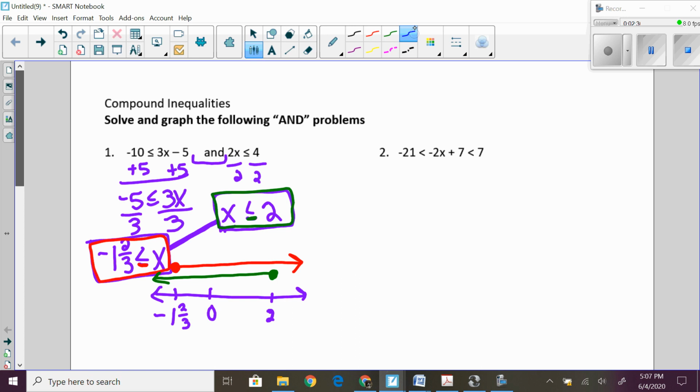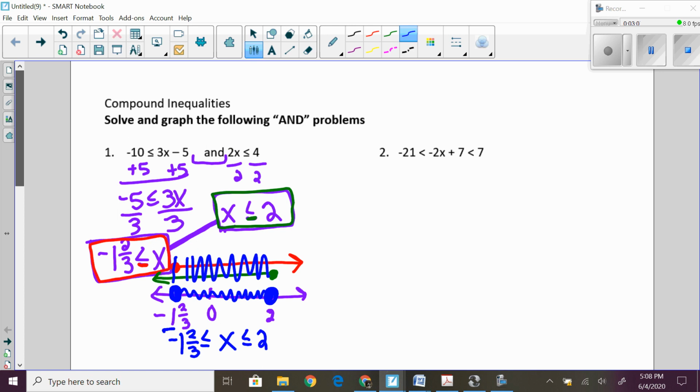What we have to do right now is look for the overlap. What numbers satisfy both conditions? Well, it's all of these numbers in here, starting with negative 1 2/3 and going all the way up to 2, and including both of those numbers because they both had a closed dot. Writing the solution to this is very easy because we see that x falls between and includes 2 and negative 1 2/3.